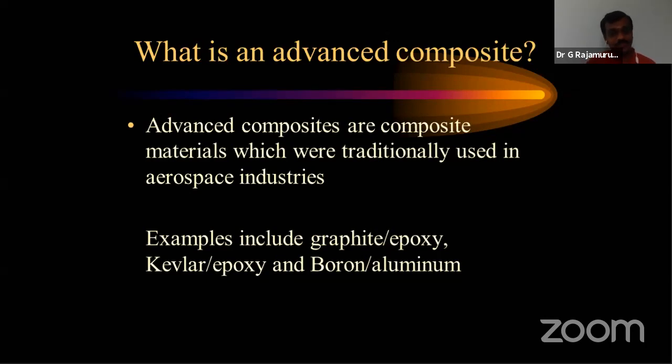Most of the recent cars are using composite material because it can give more strength and it won't increase the weight of the car. That is a major plus point of composite material. That's why most automobile manufacturers are focusing on composite material. Examples are graphite epoxy, Kevlar plus epoxy, or boron and aluminum. The first two come under fiber matrix composites: graphite and epoxy, and Kevlar and epoxy. The third one, boron and aluminum, comes under metal matrix.